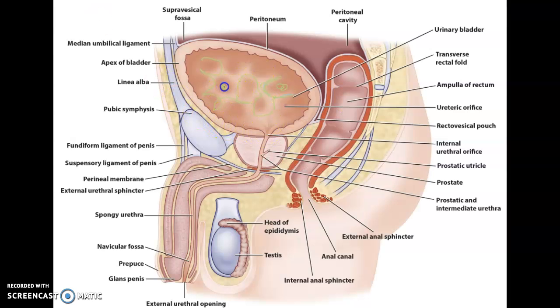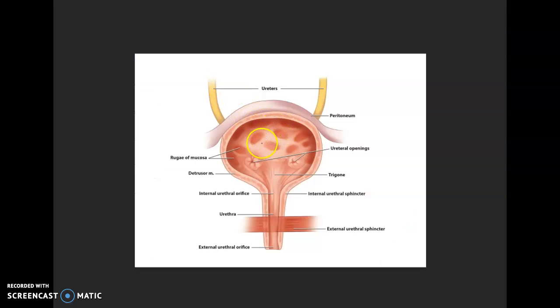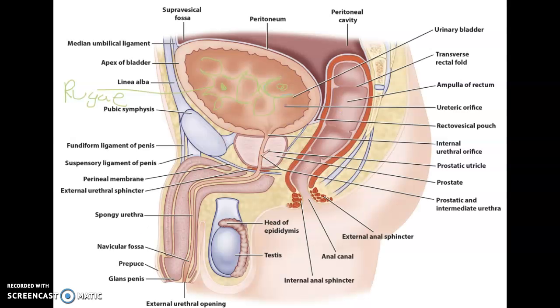So we need them deeper here. This is raised. And we need the rugae labeled. So basically it needs to look like this and labeled rugae. So those are the rugae.